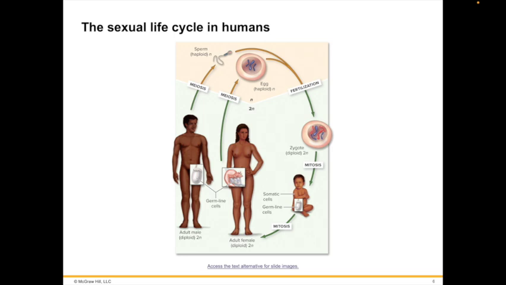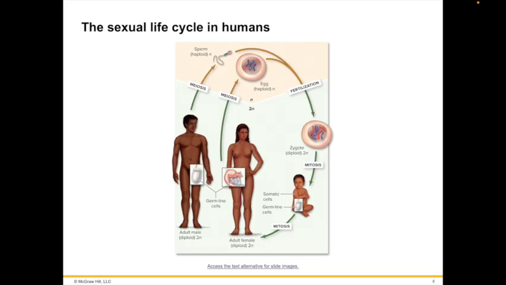In animals, the single diploid zygote undergoes mitosis to give rise to all the cells in the adult body. The cells that will eventually undergo meiosis to produce gametes are set aside from somatic cells early in the course of development. These cells are referred to as germ-line cells.